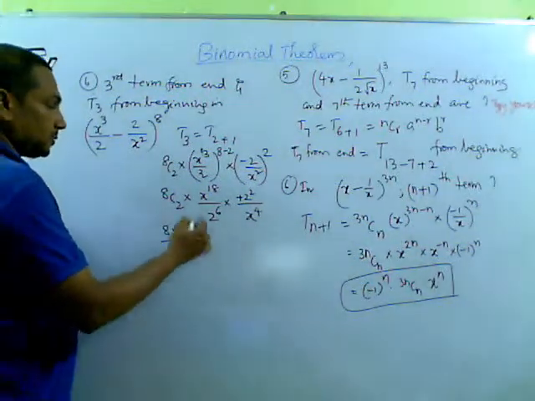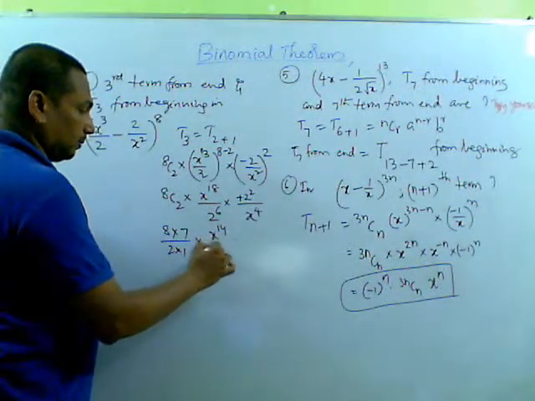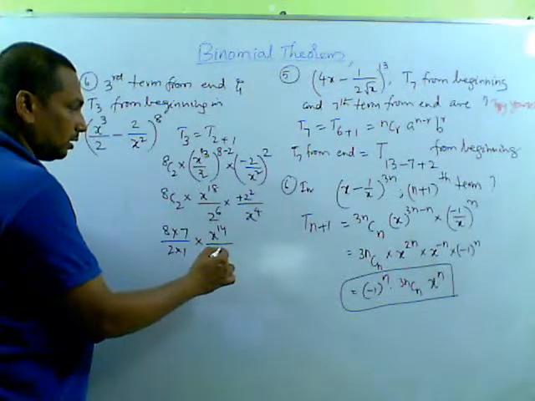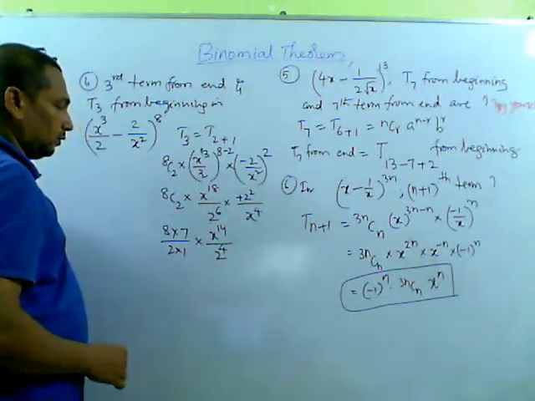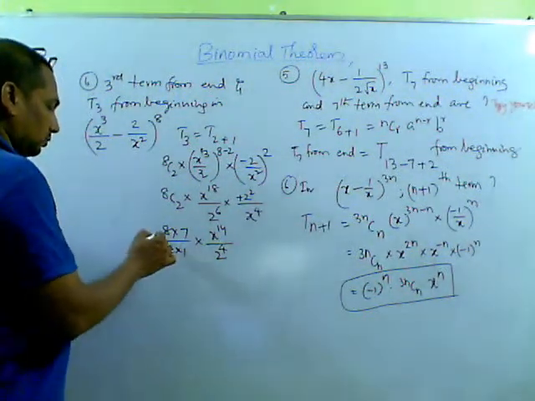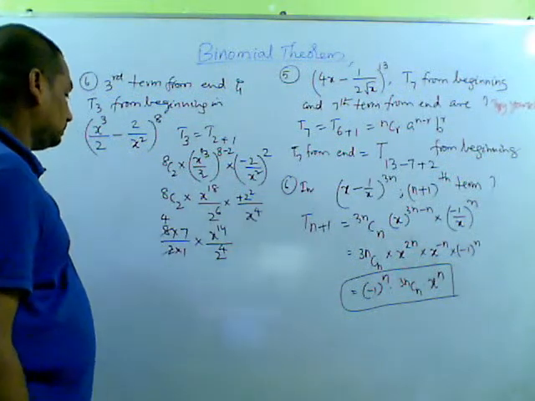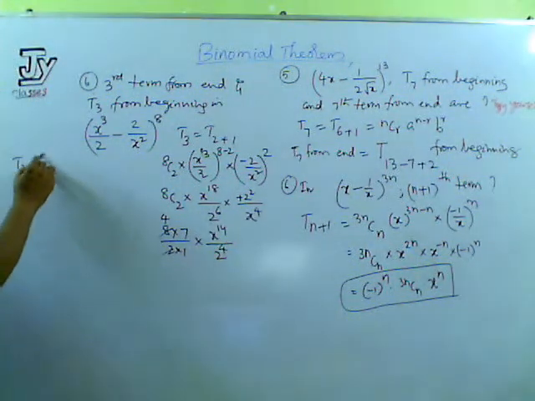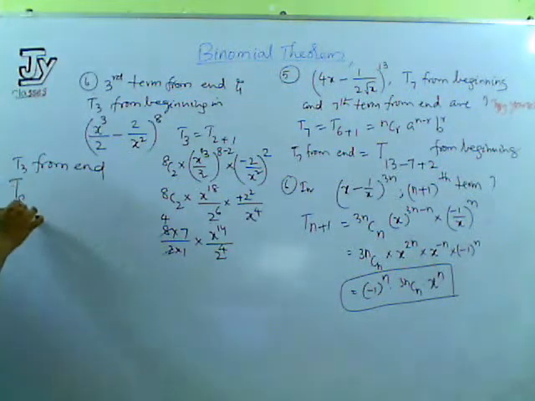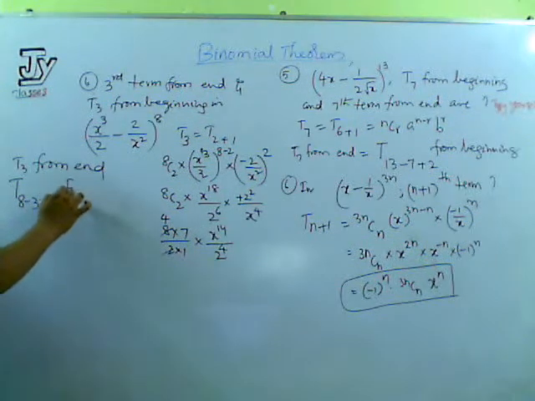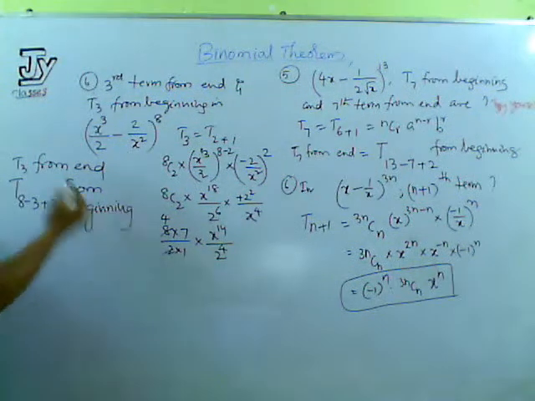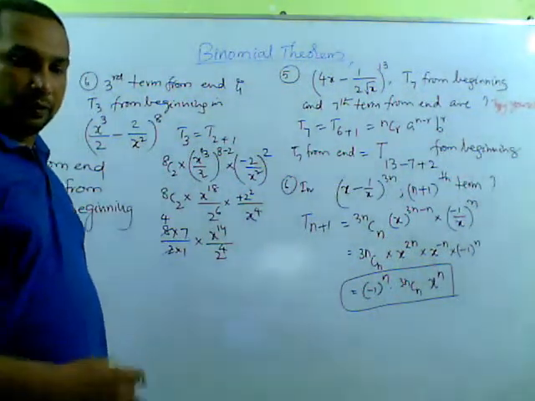So, into x power 18 by x power 4, x power 14, by 2 power 2 by 2 power 6, that is 2 power 4, that is 16. Right. So we can simplify. Now the T3 from the end: that is T 8 minus 3 plus 2 from the beginning. Right? Then simplify.